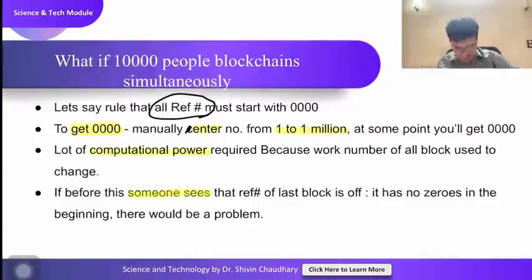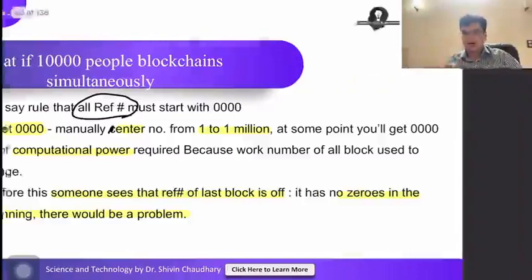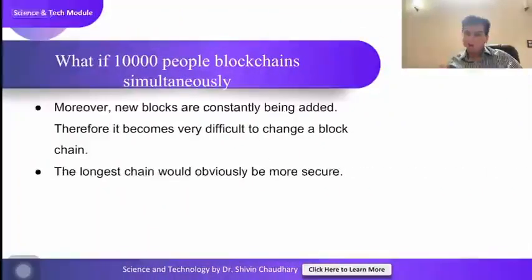So if someone sees that the reference number of the last block of Ashima's chain is not correct, it has no zeros in the beginning, then there would be a problem. So even if Ashima wants to change everything, she does not have enough time. So the old entries cannot be changed. If 10,000 people want to change, उसके लिए हमने क्या किया, हमने मेहनत ही इतनी करवा दी that you can't do, like आप कर ही नहीं सकते कि 10,000 लोग इतना ज्यादा एफर्ट कर रहे हो. And there is also a risk, अगर पता चल गया कि आपने चेंज किया है तो you will be out of the system, right? So this is the way to add accountability or add what is called the work number, right?